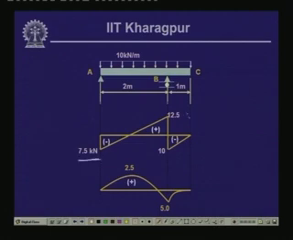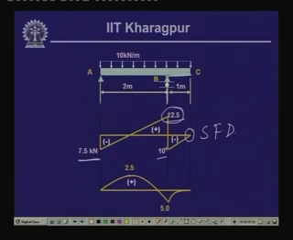Now, at this particular point, since we have the overhang beyond this, it changes over to 12.5, and from 12.5 to the reactive values here, it changes down to negative 10 and finally 0 over here. So, this is the shear force diagram for this particular beam, and if we compute the bending moment, you will find that the bending moment will vary again in a parabolic manner.